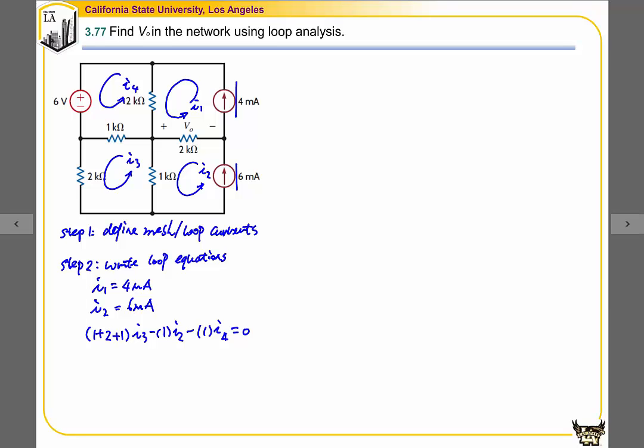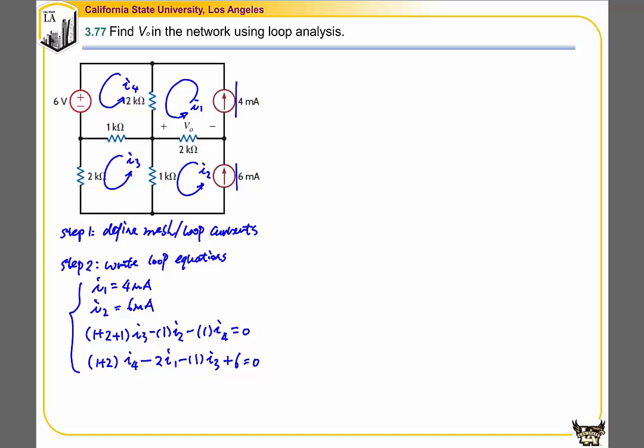The loop equation for mesh 4 is 1 plus 2 times I4, minus shared 2 times I1, minus the shared 1k with mesh I3, 1 times I3, and there is also a voltage drop of 6, that is equal to 0. So here are the 4 mesh equations.